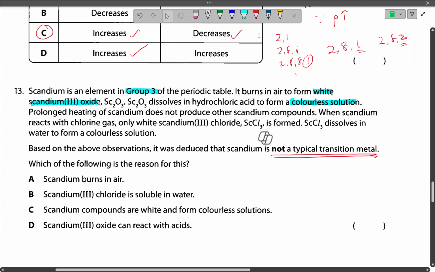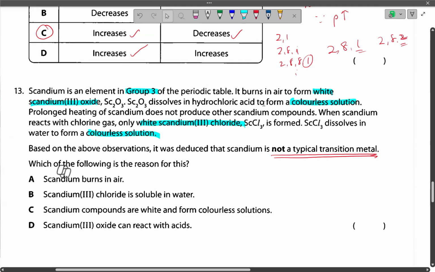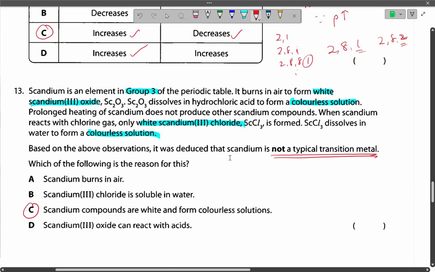Heating does not produce another compound. Let me see. When this reacts with chlorine gas, again, a white chloride, very interesting, white chloride. Again, colorless solution. Now, you have been emphasizing the color down here. We know that transition metals form colored compounds, so down here, let me look for color. The answer should be C. Not typical, but it doesn't mean it's not a transition metal.